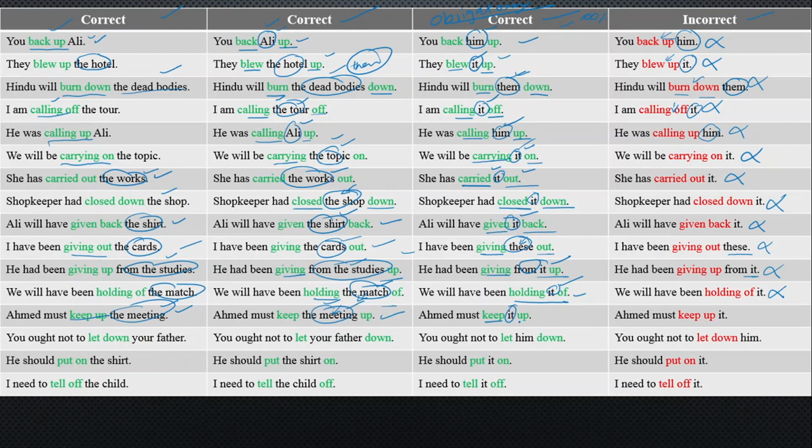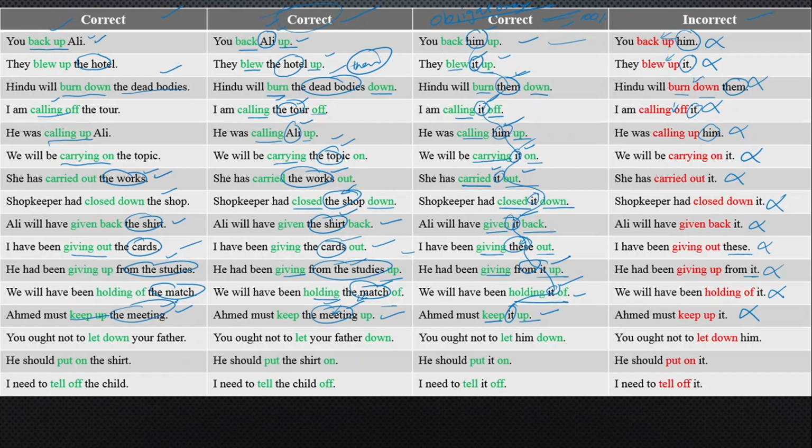Like "Ahmad must keep it up." But if we say "Ahmad must keep up it," it is considered wrong. Why? Because when your object is a pronoun, whatever, him, it, them, these, you must separate your verb and adverb particle from one another. So that is called the obligatory separable transitive phrasal verbs. This earlier one is non-obligatory, whether you want to change or not, but this one must be changed.